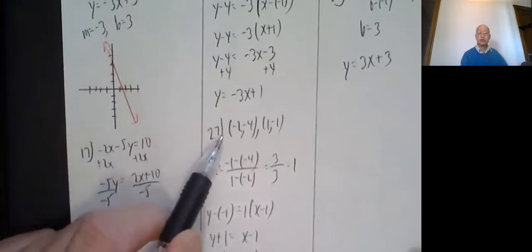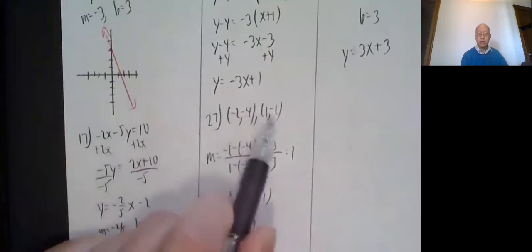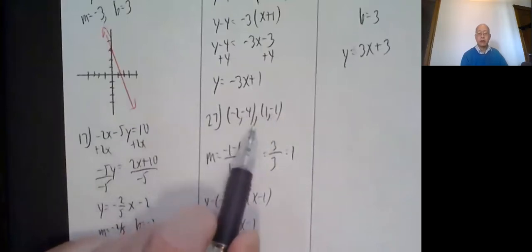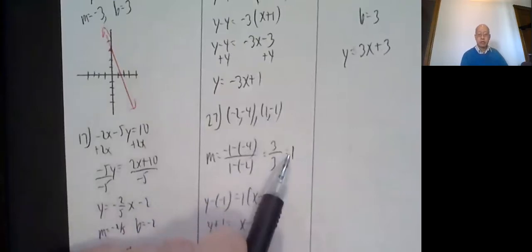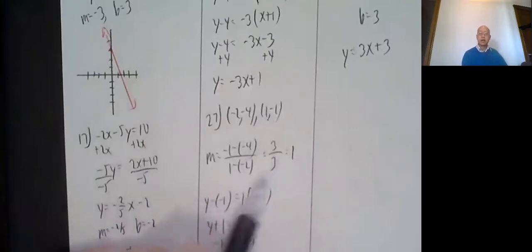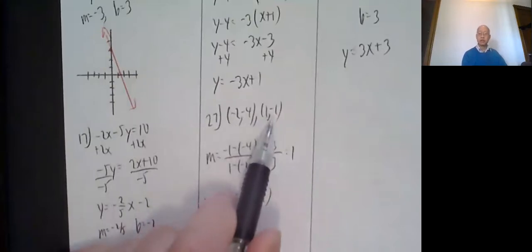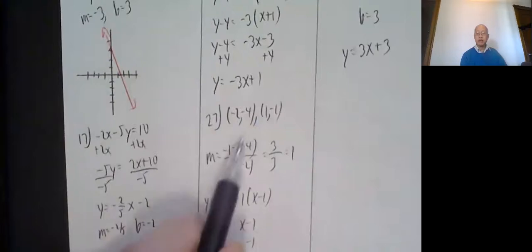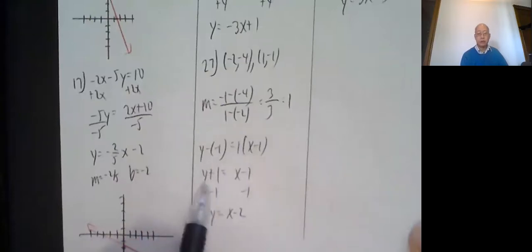27, all they do is they give us 2 points. So first I find the slope. Slope is y2 minus y1, negative 1 minus a negative 4, divided by x2 minus x1, 1 minus a negative 2. That becomes 3 over 3, which is 1. Now that I have the slope, I can use the point slope form. You can pick either point. Might as well pick the point that has nicer numbers. So y minus a negative 1 equals m, which is 1, times x minus 1. When we multiply by 1, you don't have to do anything. Drop it. Y plus 1 equals x minus 1. Subtract 1 on both sides. Y equals x minus 2.